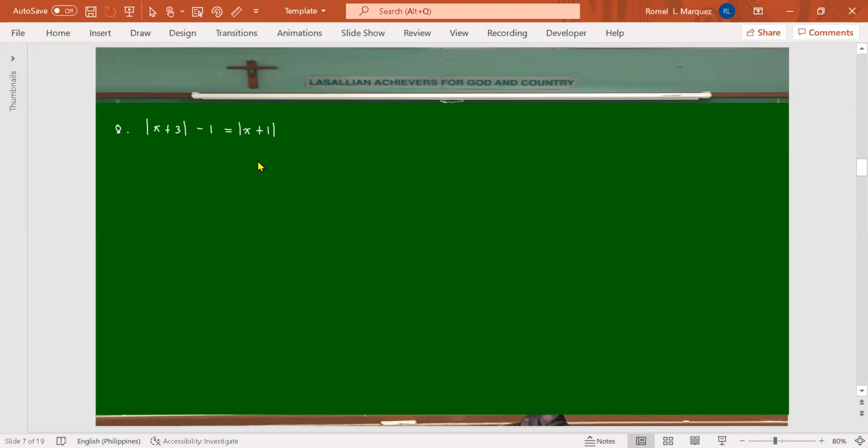Is that clear, guys? Okay, so we'll be sure the absolute value expression is isolated. But it will produce possible extraneous roots, no? So you have to check again. So this is absolute value of x plus 3 minus 1, quantity squared. So we have to square also this. When you square an absolute value, no need to put absolute value.